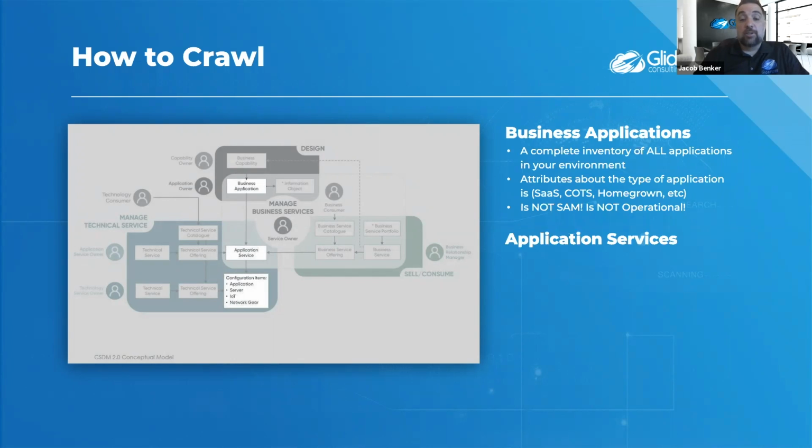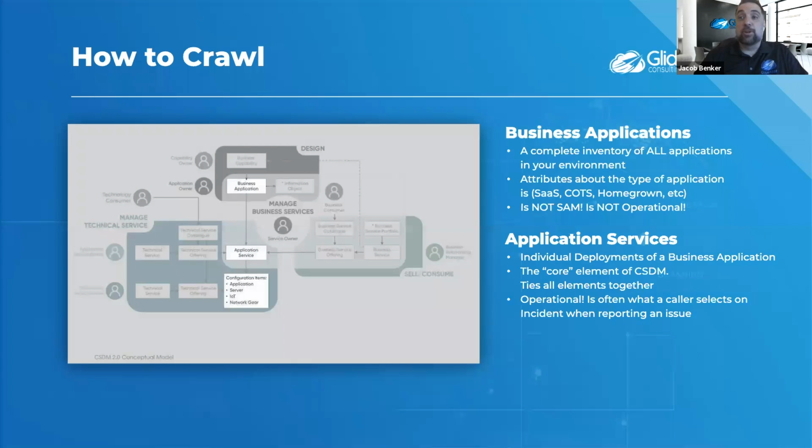The next area is your application services. Application services, simply put, is the individual deployments of your defined business applications. So whether you're doing regional deployments, dev, QA, staging, prod, deployments by country, whatever your structure is for how that application is deployed, this is where you go in and define those applications. And this is the core element of the common service data model.